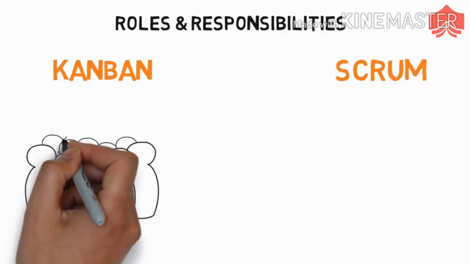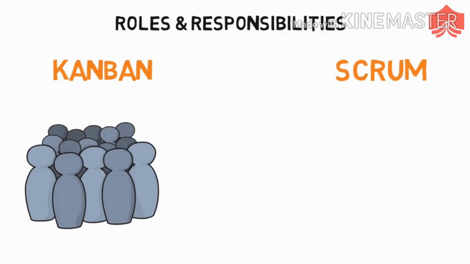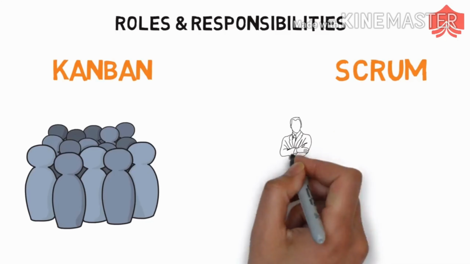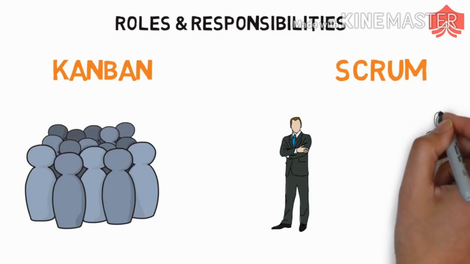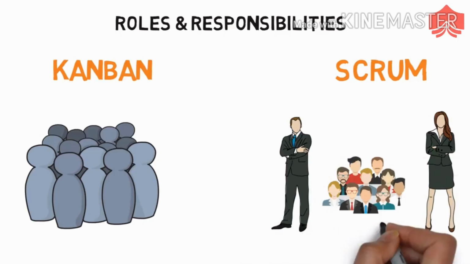Roles and responsibilities. In Kanban, the roles of team members are not very clearly defined as they are in Scrum, whereas in Scrum, you will find that the roles of Scrum Master, Development Team, and Product Owner are crystal clear to everyone. This is not the case with Kanban, as it offers more flexibility in terms of work, and the team is encouraged to work collaboratively.